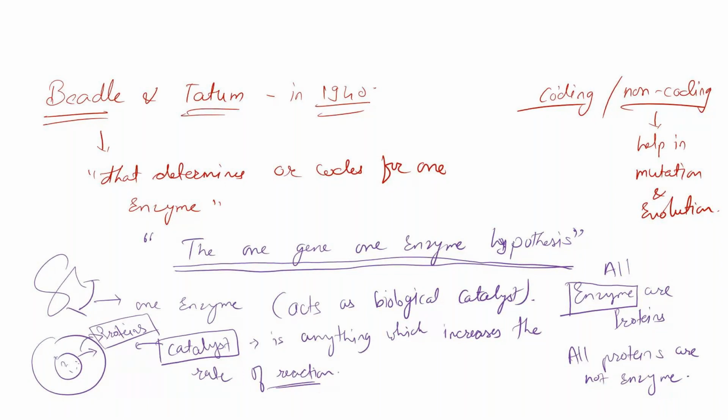And how do they do it? By lowering the kinetic energy. How exactly do catalysts or enzymes increase the rate of reaction? This is very important, and a question can be asked on it: what is the mechanism by which catalysts or enzymes increase the rate of reaction? By lowering the kinetic energy.